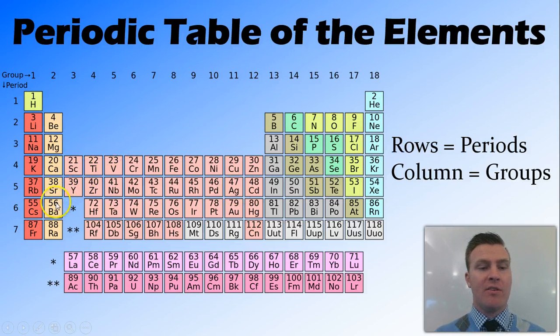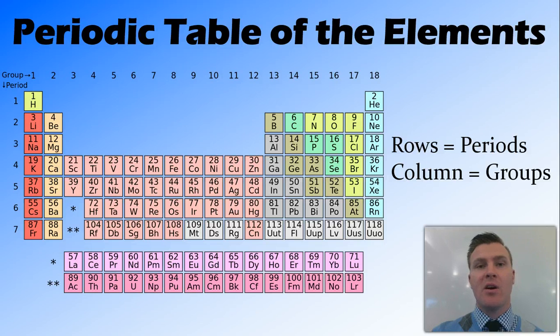So we go from 56 here to 57 at the bottom, all the way through to 71, and then up to 72 here. Okay, so it's just a way of compacting the periodic table. We have rows called the periods of the periodic table. So first period, second period, third period, etc. And we also have the columns, which we refer to as groups. So we have group 1, group 2, and so on. So that's the periodic table.